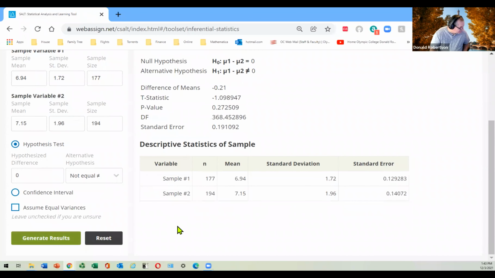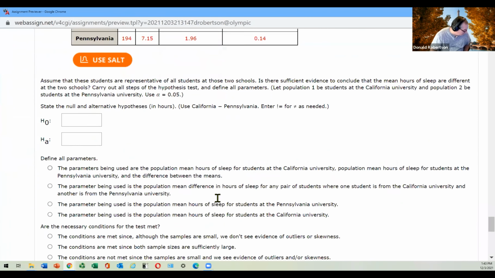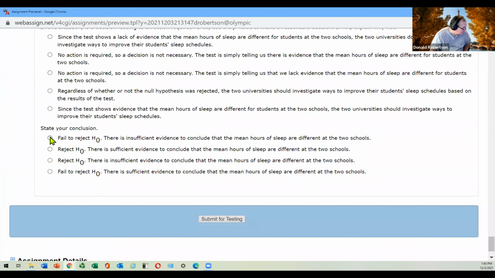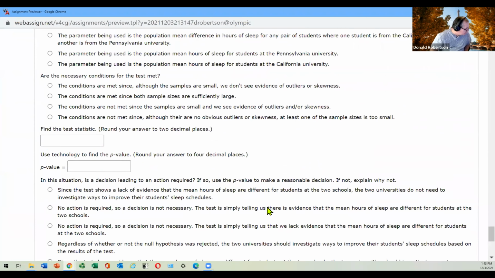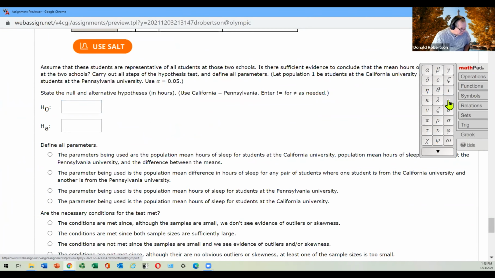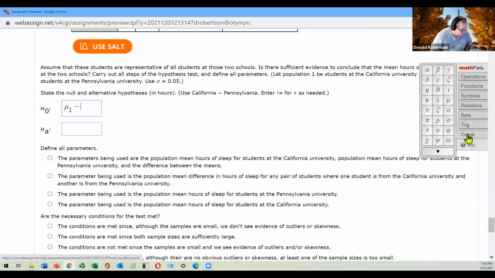So, generate results. Here's the p-value. Does that look like it's less than 0.05? And that means, if I bring this over, doesn't that mean that there's not enough evidence? So, fail to reject. Now, there's a whole load of other things going on here, but in this box, for instance, you would be doing mu 1 take away mu 2 equals 0.